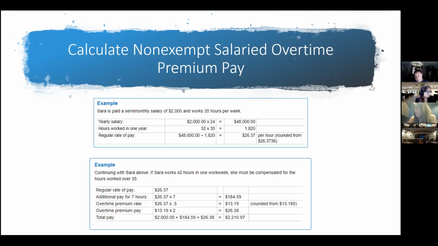And to get what she's going to get paid for this 1 work week, she's going to get her $2,000 salary plus $184.59, which was the additional pay for the 7 hours at straight time. And then we're going to add in her overtime premium pay of $26.38 for the overtime premium portion. Questions on that one? So 5 of the hours she got paid just her regular rate, but for 2 of the hours she got paid her regular rate plus her overtime premium, because there was only 2 hours that were over 40 in the week.